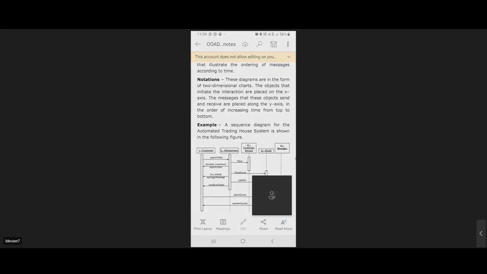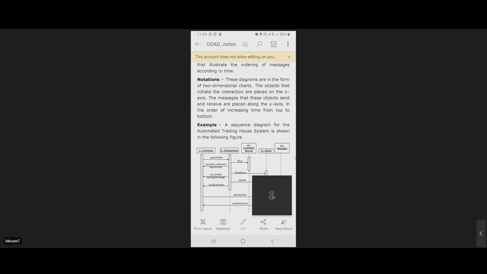So what are the other messages? One thing is checking whether the customer exists in the customer record. If it is there, he is going to do all the other processing. Before placing the order, he is going to check whether the stock is available or not. If it is not available, he is going to update and do something else. This is called a sequence diagram for the automated trading house.